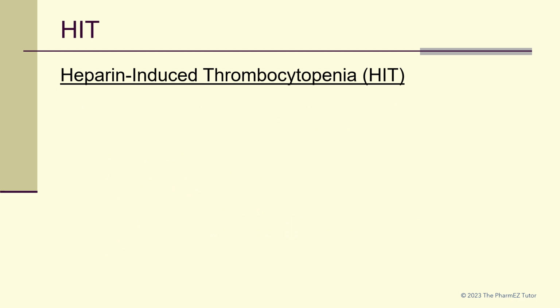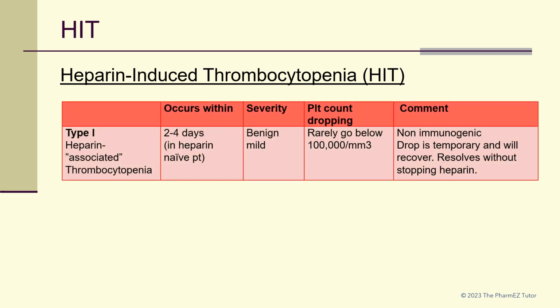There are two types of HIT. Type 1 is called heparin-associated thrombocytopenia. It occurs within 2 to 4 days in a heparin-naive patient. The severity is benign and mild, with the platelet count dropping rarely below 100,000. It's non-immunogenic, the drop is temporary and will recover, and it resolves without stopping heparin.